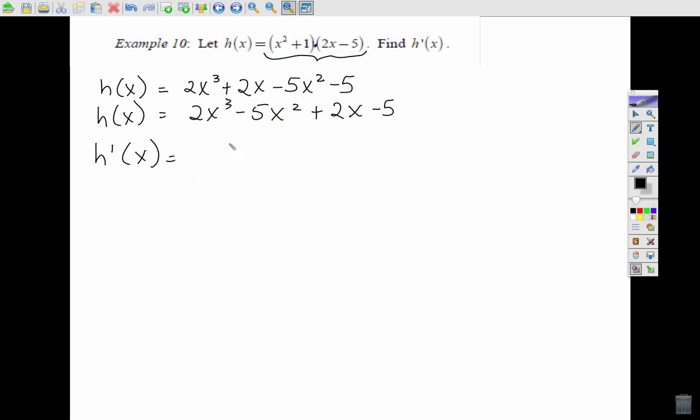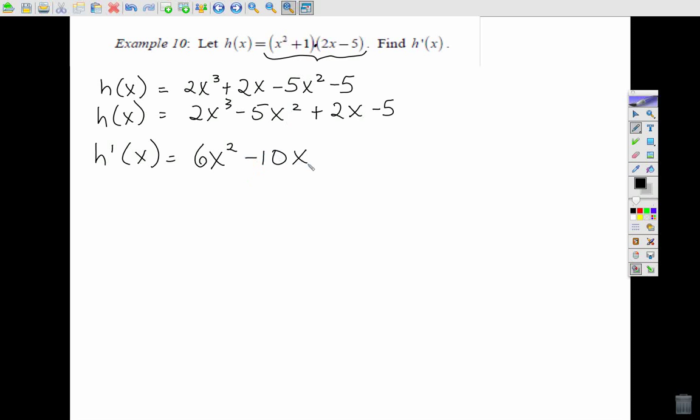All right, I'm ready to take the derivative because I have nothing but sums and differences here. Absolutely no products and quotients between parts of my function. Okay, so what's the derivative of 2x cubed? I'm waiting.